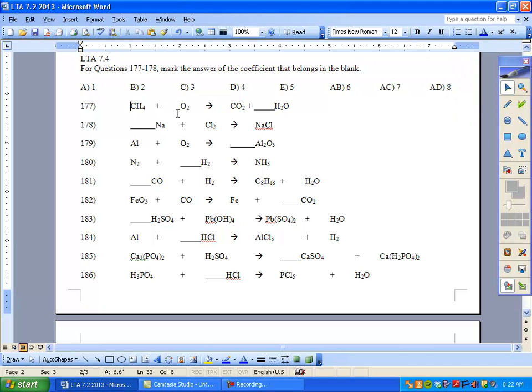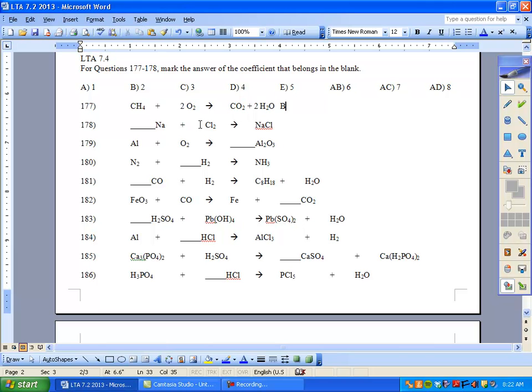When I balance this reaction, I have 1 carbon, 4 hydrogens, so I need to make this a 2 to get 4. And then I have altogether 2 oxygens here, plus the 2 here, so 4 altogether, so that would be a 2. Doesn't matter, my coefficient is 2 here, so that's going to give me an answer of B.